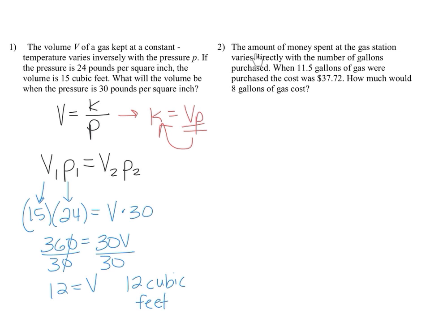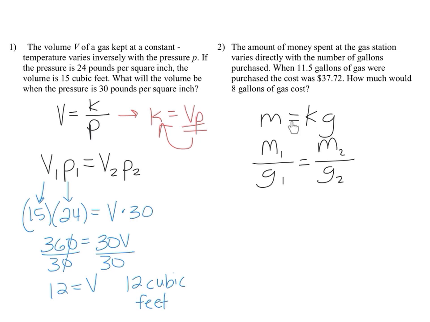Let's read it. The amount of money spent at the gas station varies directly with the number of gallons purchased. So in other words, the amount of money spent varies directly, so equals K times the number of gallons purchased. So that's one way to solve this problem. The other way to solve this problem is I can use the fact that the money and the number of gallons has a constant ratio. So if I have one pair of number of dollars and number of gallons, that has to have the same ratio as another pair that fits in that situation. So I can solve this with either the equation, like we see up here, or with a proportion, which I think for a lot of you will be easier.